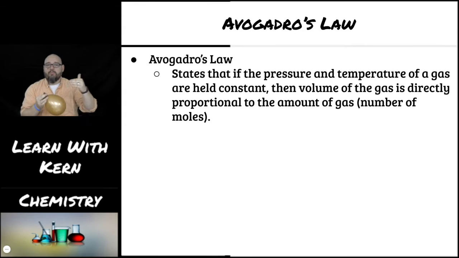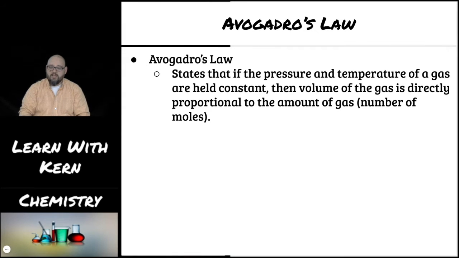It is directly proportional. If I double the amount of air molecules, then I'm going to double the volume. Now, if I let some of those air molecules out, if I decrease the number of moles, then I'm going to decrease the volume. And that is what Avogadro's law tells us. Volume and number of moles are directly proportional to each other.